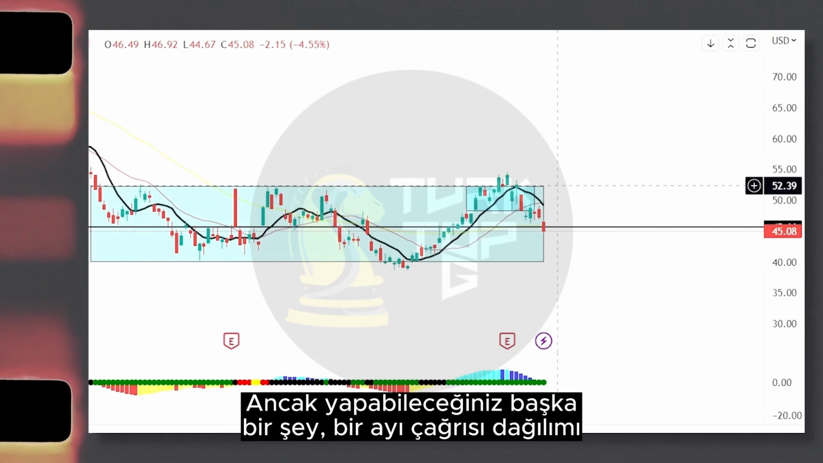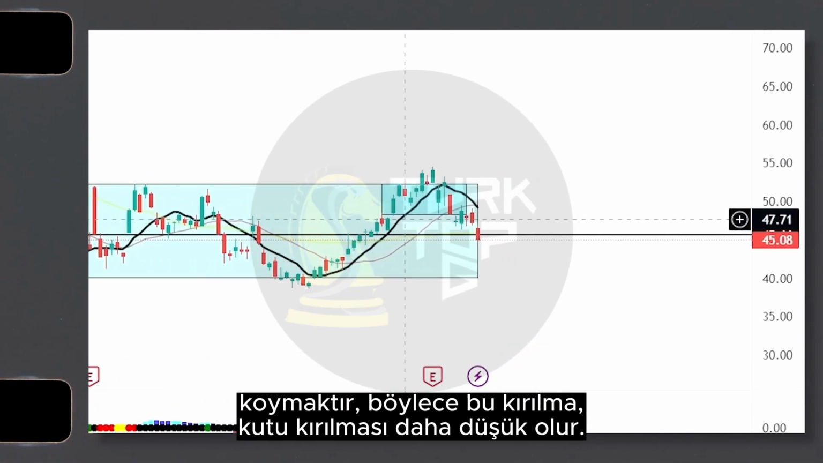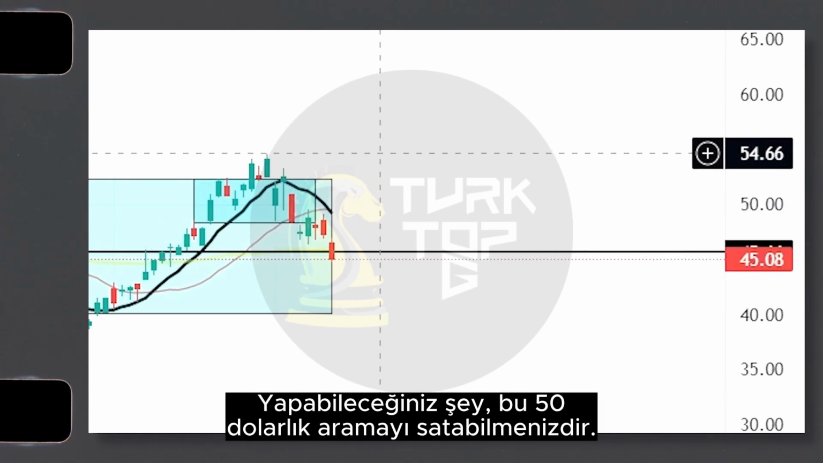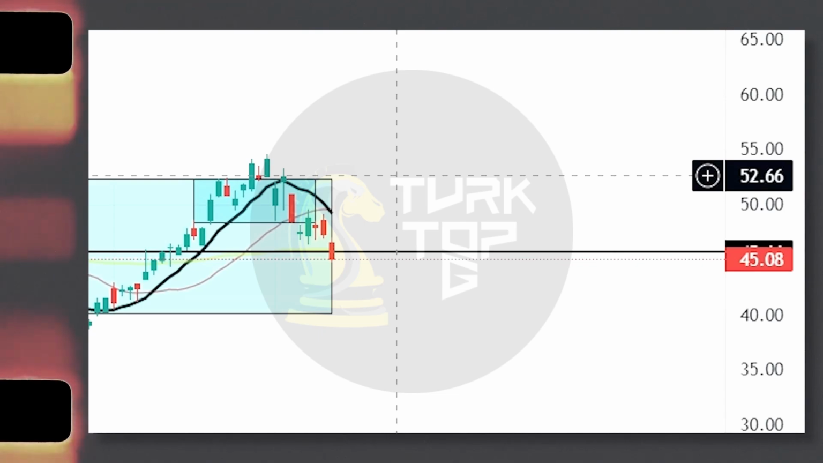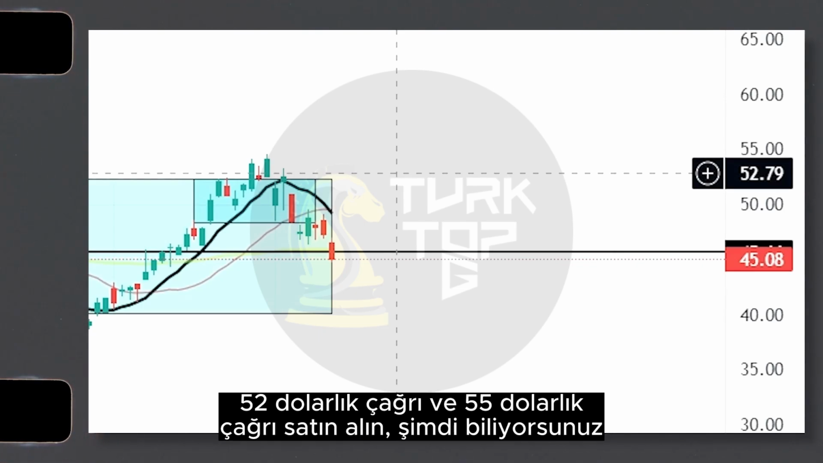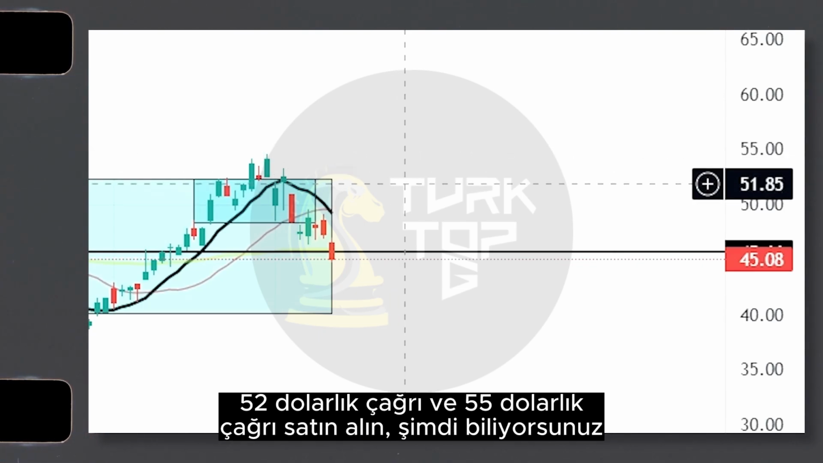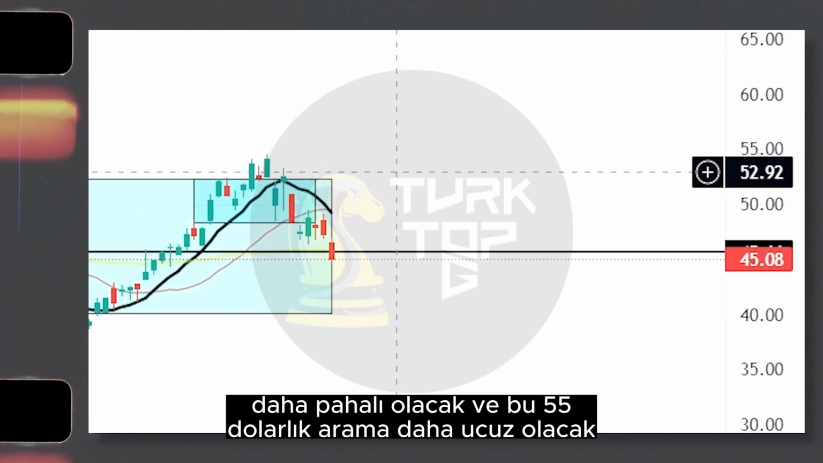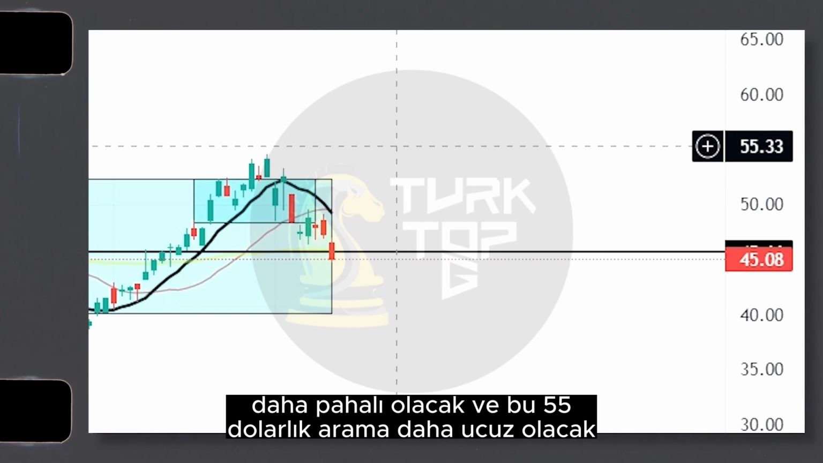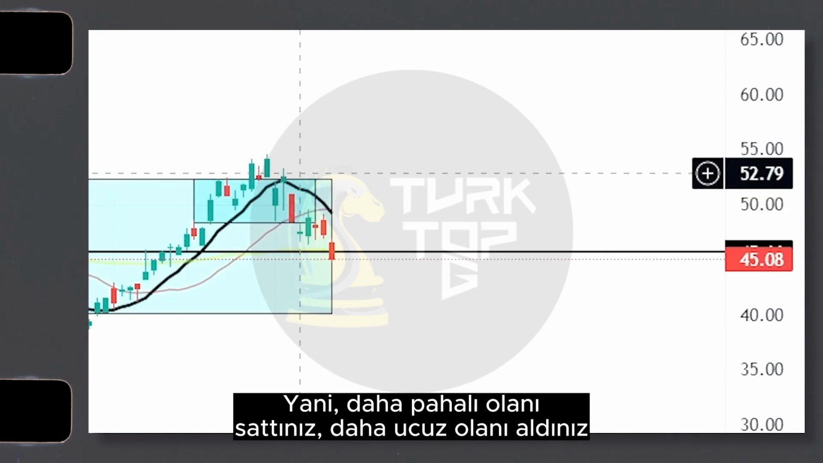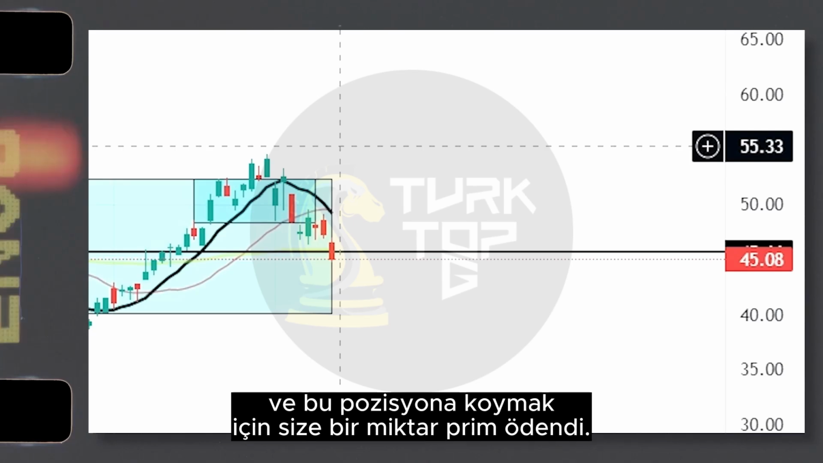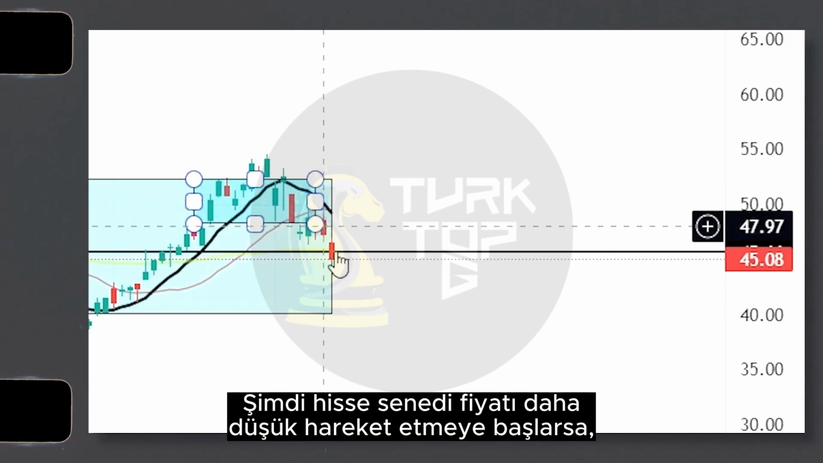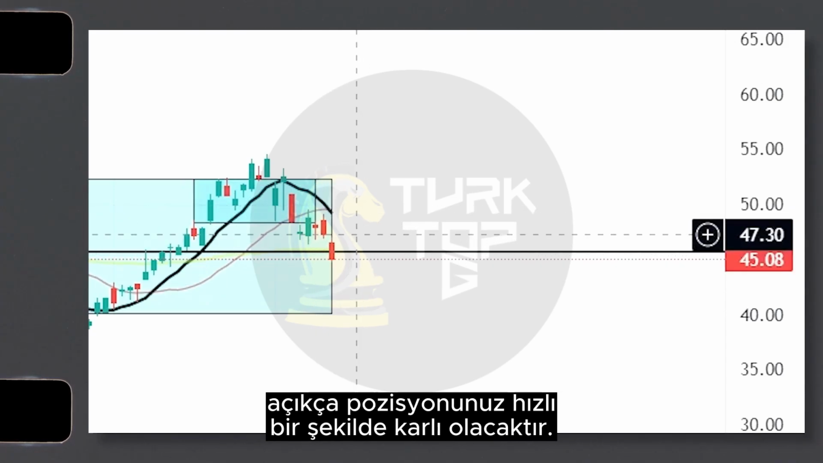But another thing you can do is put a bear call spread. So this breakout, the box breakout is happening lower. What you can do is you can sell this $52 call, and buy a $55 call. Now you know the $52 call will be more expensive since it's closer to the stock price. And this $55 call will be cheaper. So you sold the more expensive thing, you bought the cheaper thing, and you got paid some premium to put on this position. Now, the stock price, if it starts moving lower, obviously your position will be profitable fast.